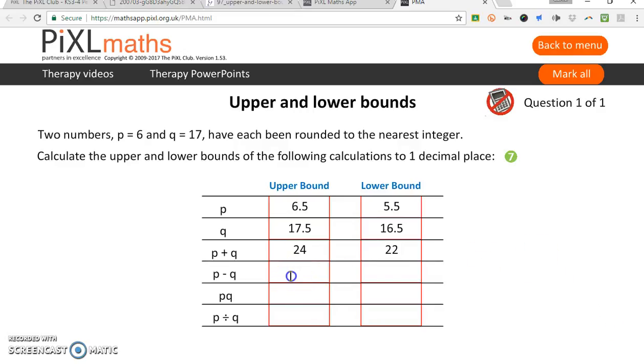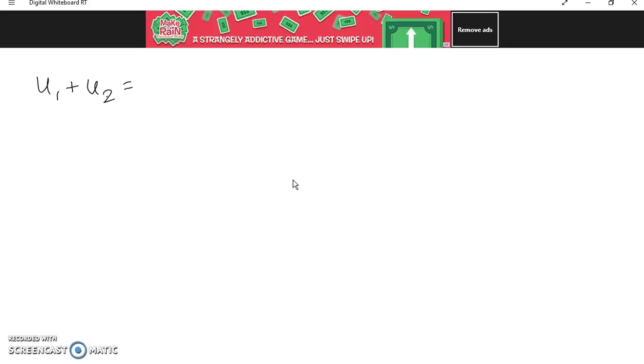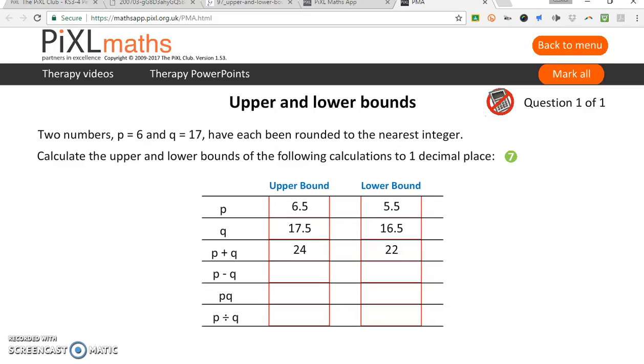So for the upper bound of P minus Q, we're going to take the upper bound of P, and we're going to minus the lower bound of Q. Okay? So that's going to give us the greatest possible answer. So if I look, I want 6.5 minus 16.5. So that gives me an answer of minus 10.